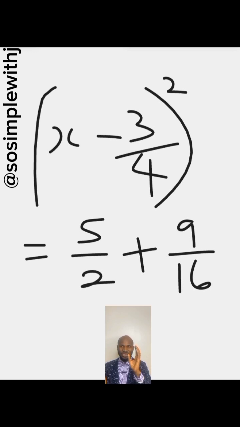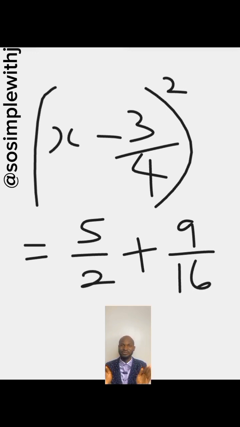So you have 5 over 2 plus, open bracket, minus 3 over 4 all squared. If you break that minus 3 over 4 all squared down, it's going to give you 9 over 16. That's 3 times 3, which gives you 9. Remember, minus times minus is plus. I've taught you that. So the minus will disappear, and you're going to be left with 9 over 16. So by breaking that down, you're now left with 5 over 2 plus 9 over 16.